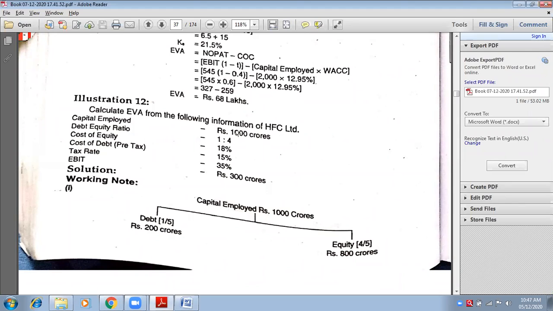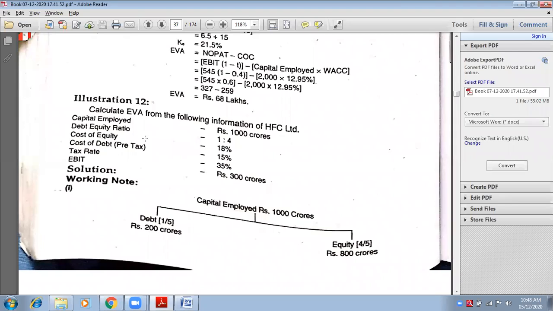I don't know how much is equity and how much is debt, but I do know the total capital employed is 1000 crores, and the ratio between debt and equity is 1:4. Means debt is 1 and equity is 4. So out of 1000 crores, how do we divide it into debt and equity? It is in the ratio of 1:4. Ratio is given now, so we will be able to calculate with the help of ratio.